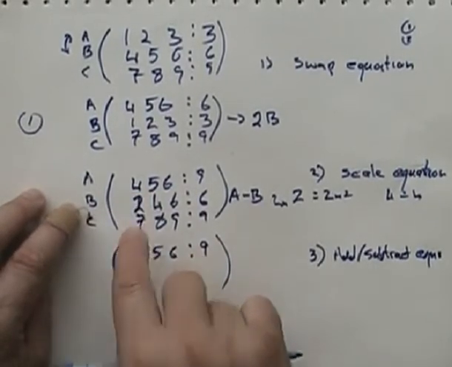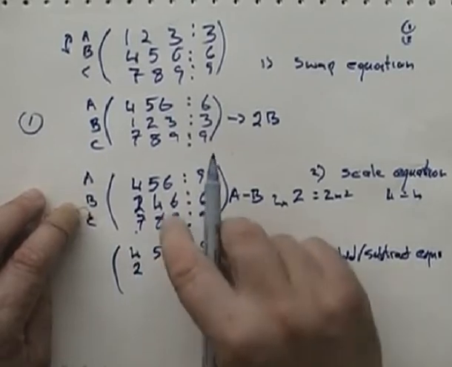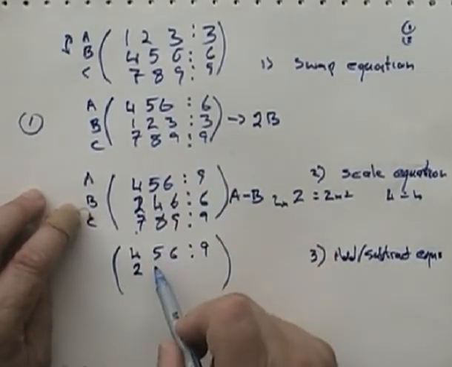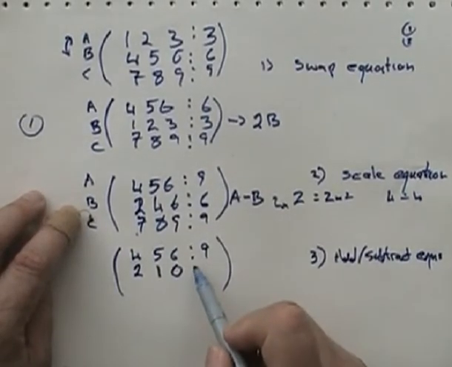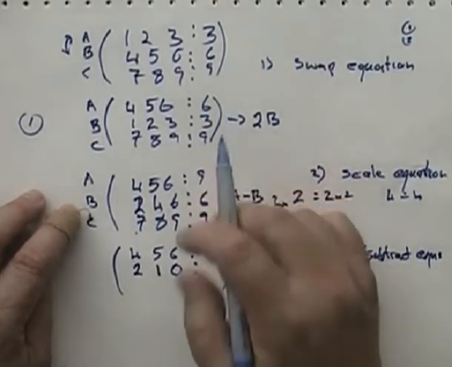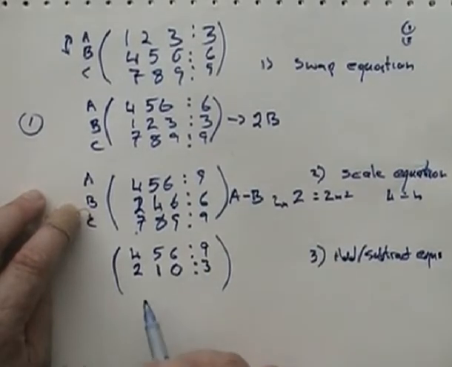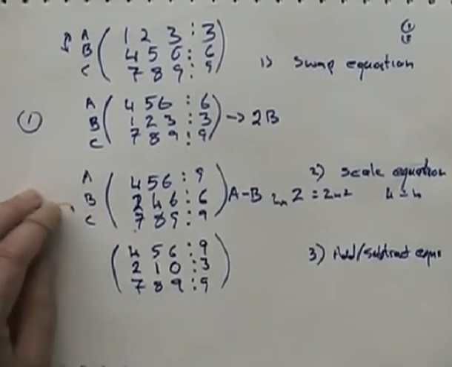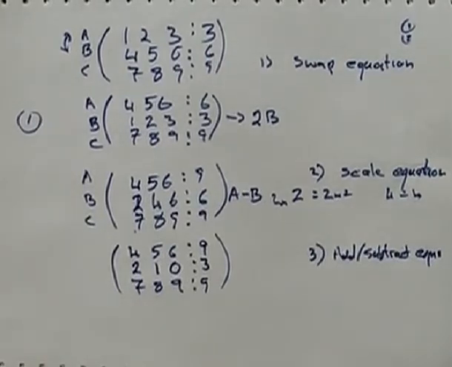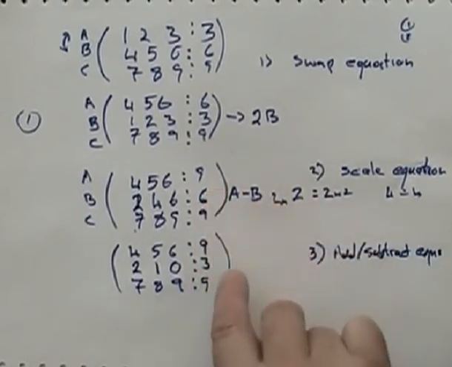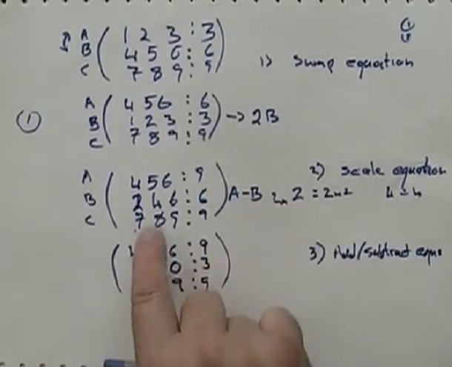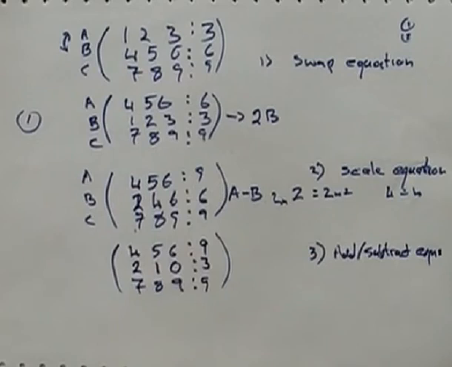So 4 minus 2 is 2. 5 minus 4 is 1. 6 minus 6 is 0. And 9 minus 6 is 3. And the interesting thing here is because this has got row A and row B, I can use this to replace either this row or that row, because it's got bits of both in there.